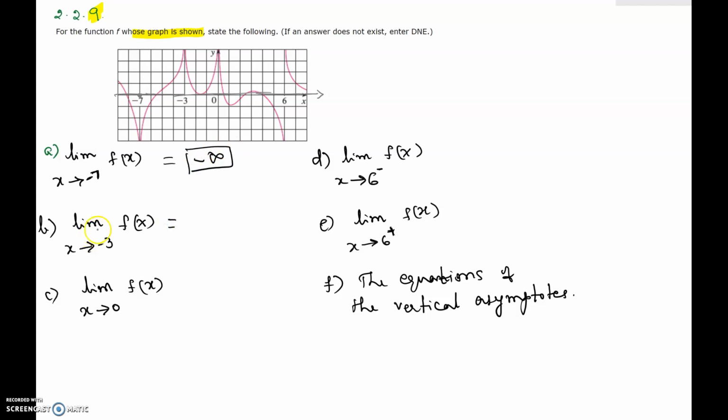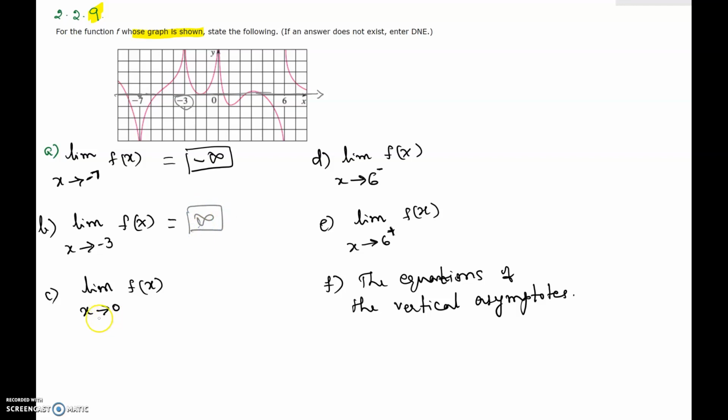Now the second part, limit as x approaching negative 3 of f of x. So this is our negative 3. We have to see on either side of negative 3 what happens to the graph. To the left of negative 3, the graph is approaching positive infinity. To the right of negative 3 also, the graph is approaching positive infinity. So the value of the limit is positive infinity.